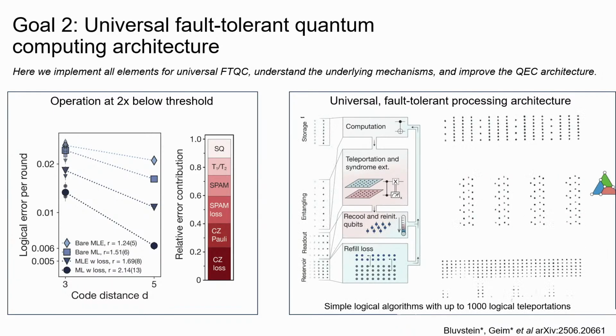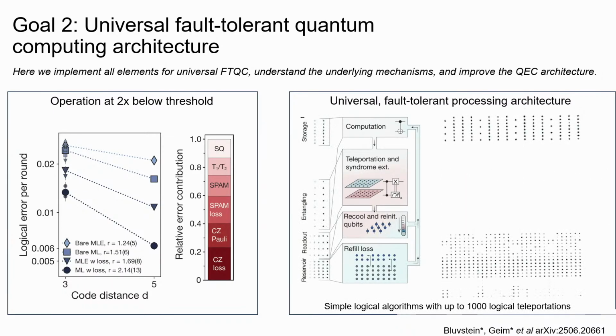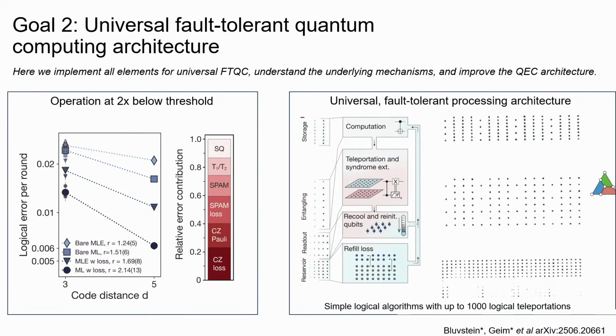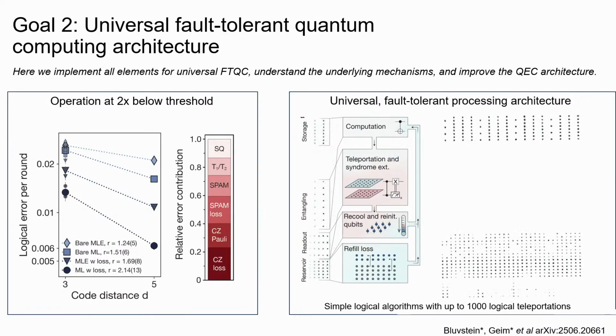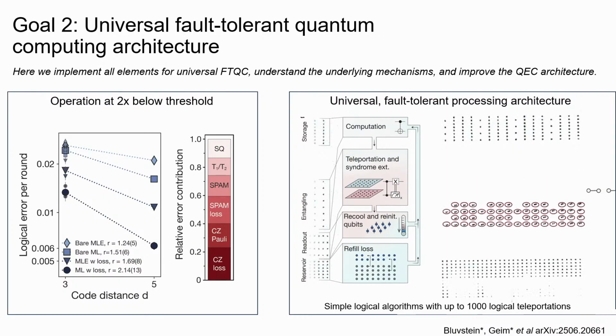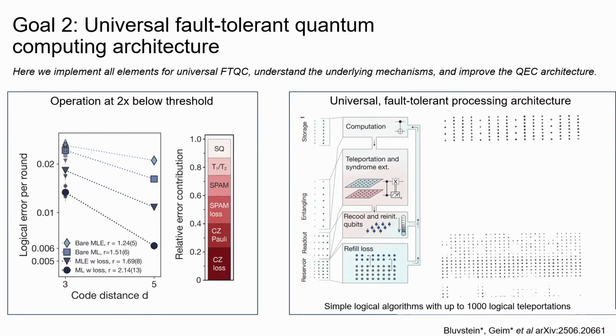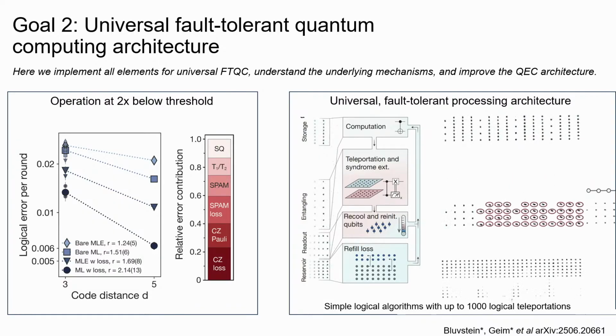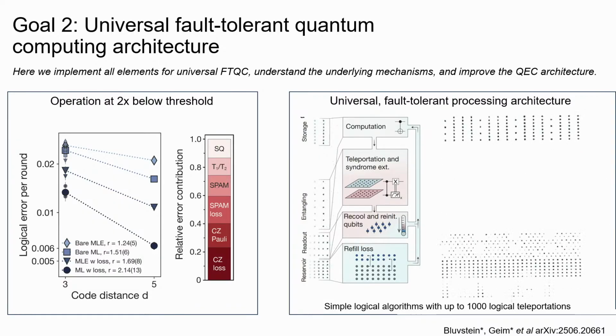Another key aspect was developing an architecture that allows us to do fault-tolerant processing in a way that's also well amenable to doing universal operations, where we have multiple zones, and then we cycle atoms in these multiple zones in order to do computation, but also extract errors from the system in a fridge-like fashion.